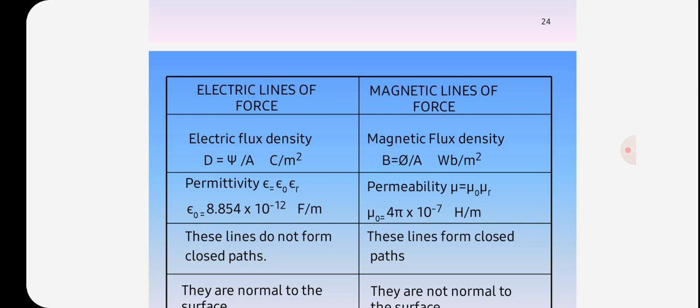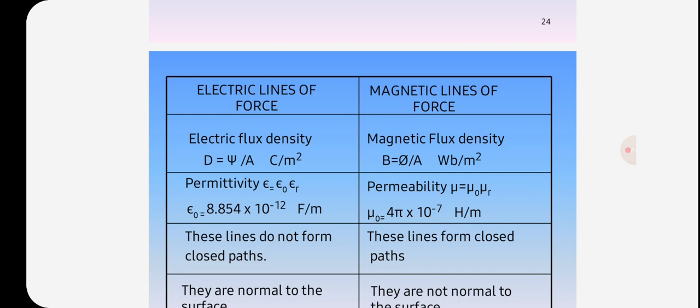First one is a charged body establishes electrostatic lines of force or electric field. In magnetic lines of force, a magnet establishes magnetic lines of force or magnetic field. In electrostatic lines of force, the total number of lines of force in an electric field is called electric flux. In magnetic lines of force, the total number of lines of force in a magnetic field is called magnetic flux.